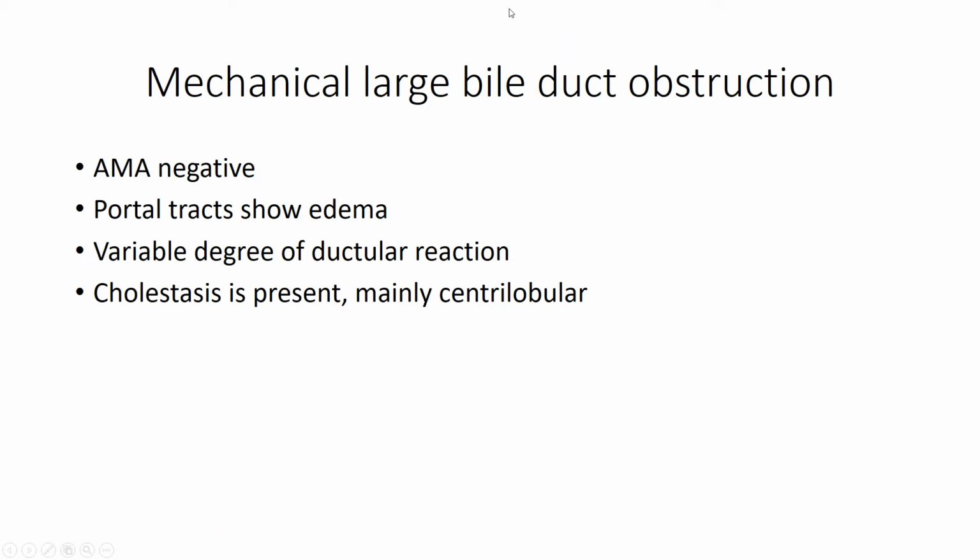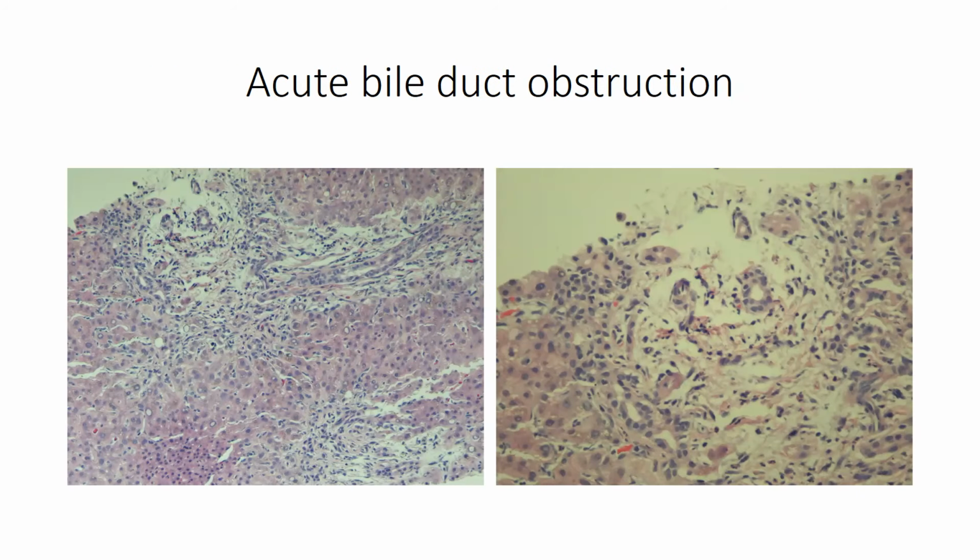So mechanical large bile duct obstruction, these patients are of course AMA negative. The portal tracts show edema. There's a variable degree of ductular reaction, and cholestasis is present, which is mainly centrilobular in location, or zone 3. So another example of acute bile duct obstruction, edema of the portal tract, ductular reaction at the periphery.